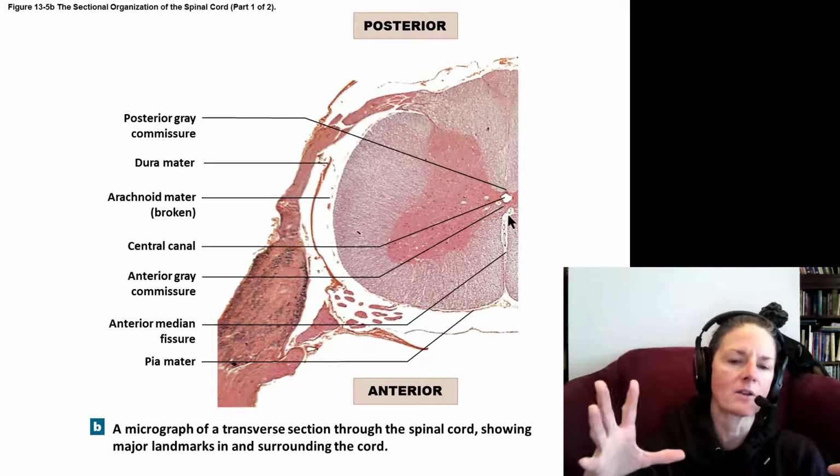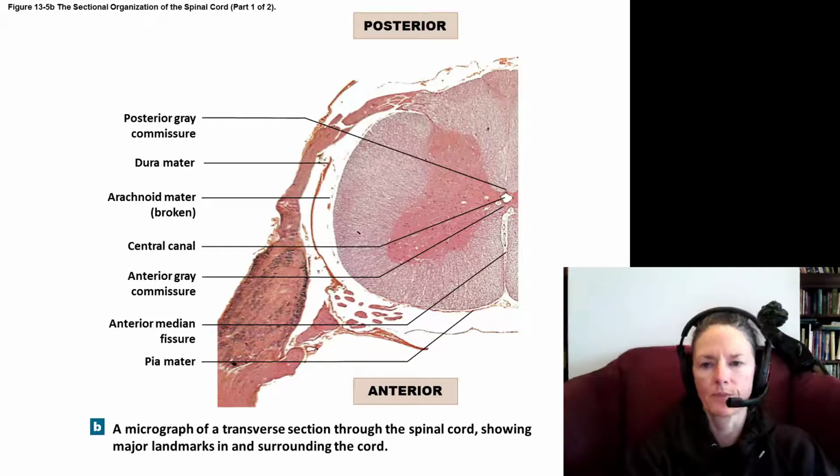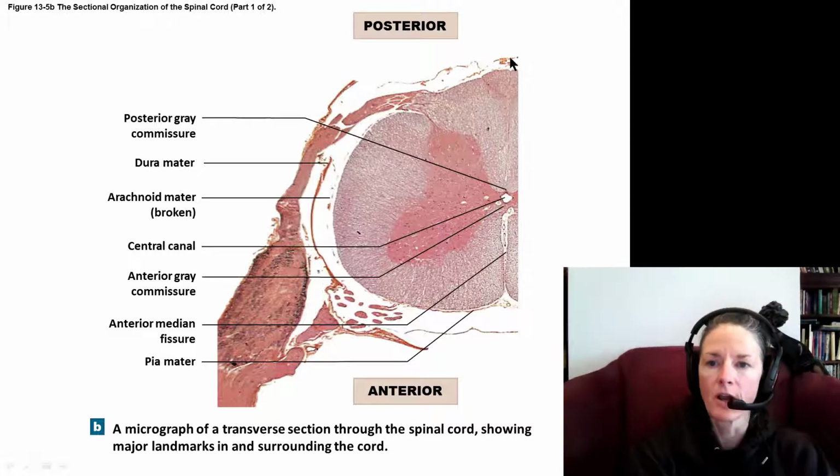So it's like a band of tissue that links two hemispheres. And in this case, we're linking the two sides of the spinal cord. So we can also see our posterior median sulcus here, which is not as large as the anterior median fissure. It's not as wide. We can see our dorsal root here. We can see our ventral root. And here's our dorsal root ganglion.